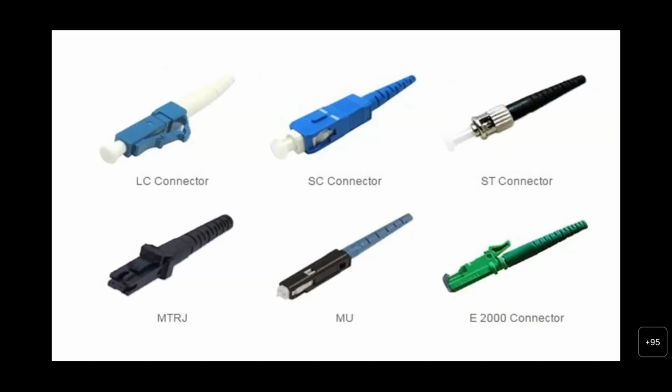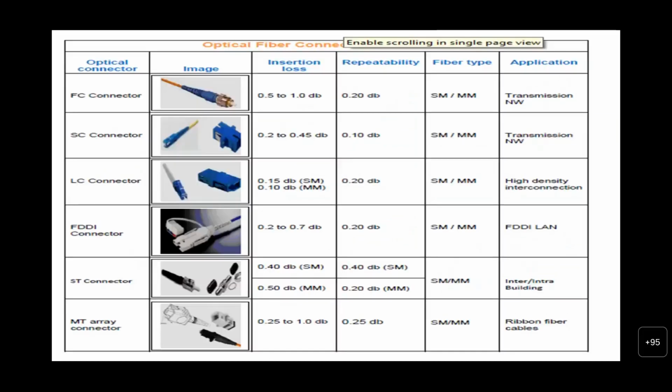These are the different types of connectors used in OFC. So LC connector, SC connectors, ST connectors, which are being used regularly in the field. And for academic interest, different types of connectors with their insertion loss, repeatabilities, and the fiber types and applications have been indicated here.